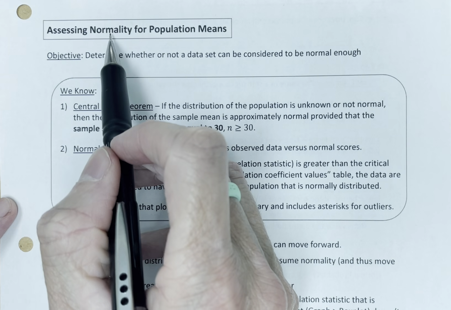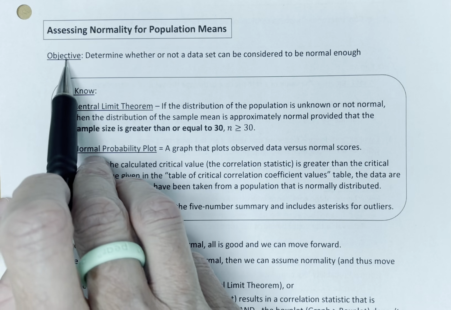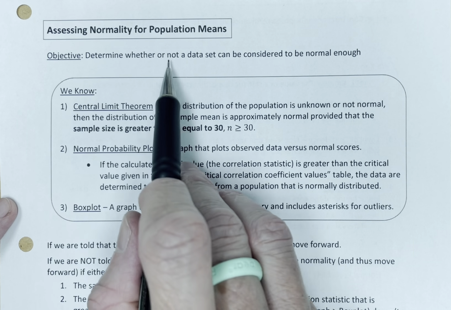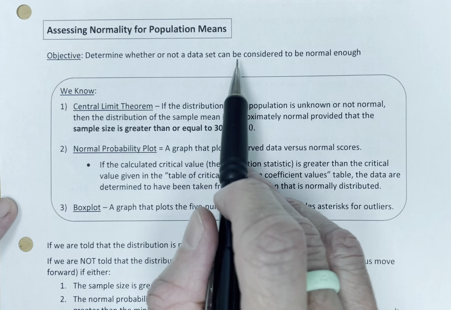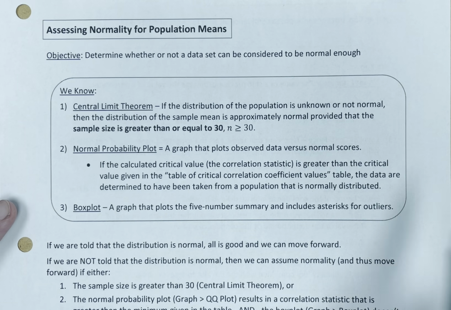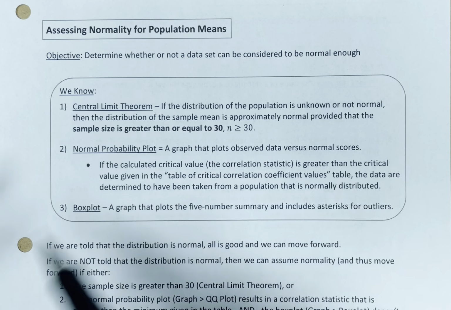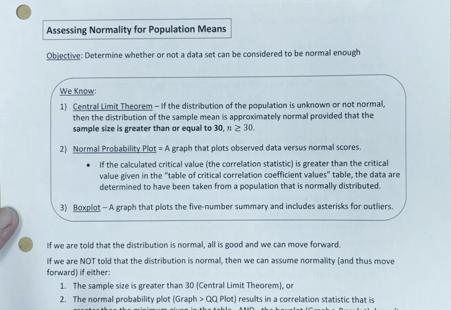Assessing normality for population means. Our objective? Determine whether or not a data set can be considered to be normal enough. As we know, we want things to be normal because that way we can make predictions and we can speak to various things about that if they're normal.